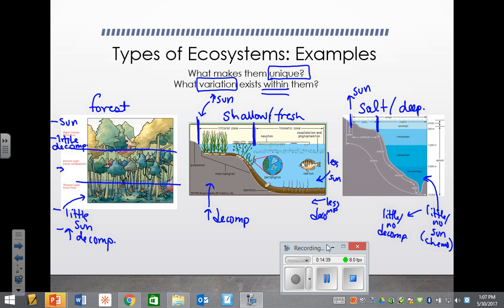Now, I focused on sun and decomposition because they summed up energy and matter very nicely, but we could be more specific about exactly what type of matter there is. Maybe in some areas there's lots of nitrogen, but not a lot of phosphorus, or a lot of water, but not a lot of carbon and oxygen cycling. So I was being very generic here by just mentioning decomposition.